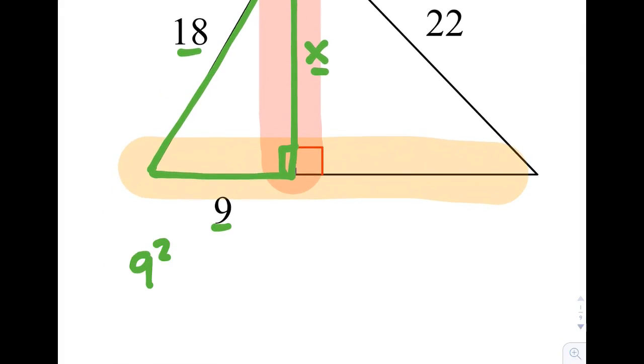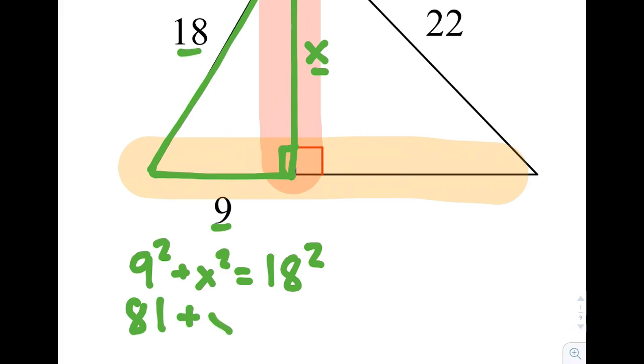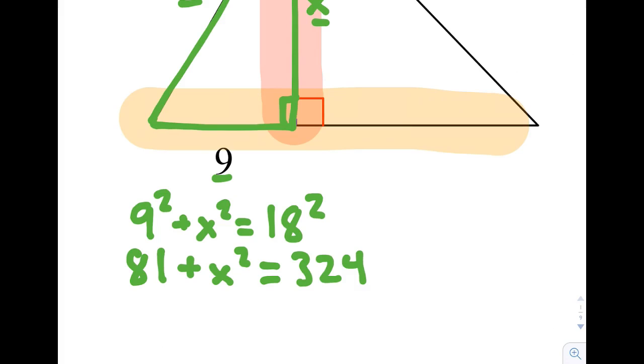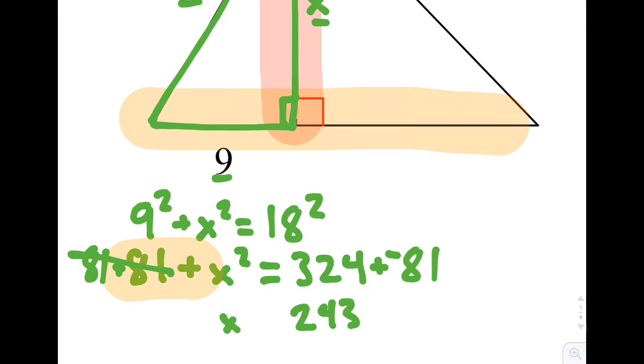So if we take 9 squared plus x squared equals 18 squared, then we're going to end up with 81, because that's what we get when we calculate 9 squared, plus x squared, does not simplify, equals, and then 18 squared happens to be 324. Since we want to get rid of that 81, we need to add a negative 81 to both sides. That makes this go to 0, goes away. On the other side, we take that away and we get 243 is equal to x squared.